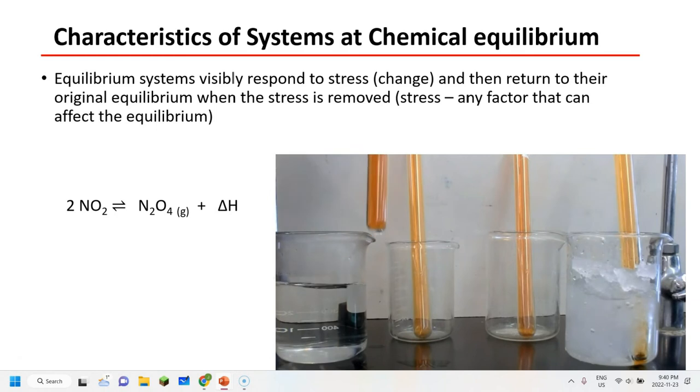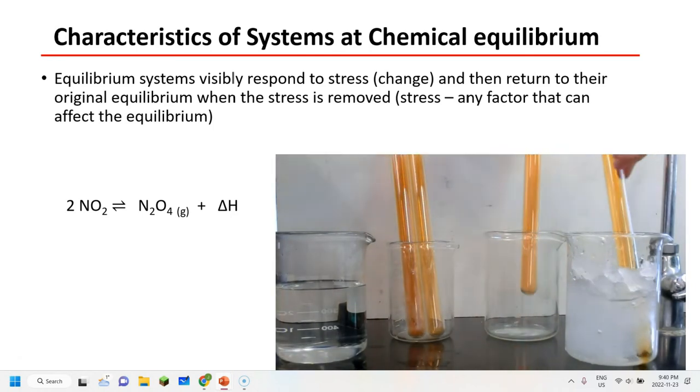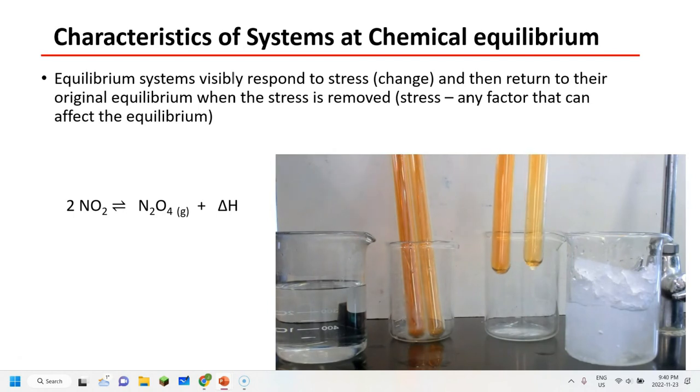But if I remove the tubes from their water baths and I give them a second, they will return to their original equilibrium position, and we can see that in it returning to the same color as the reference tube that was not placed in the water bath. And it occurs for both the hot water bath and the cold water bath.